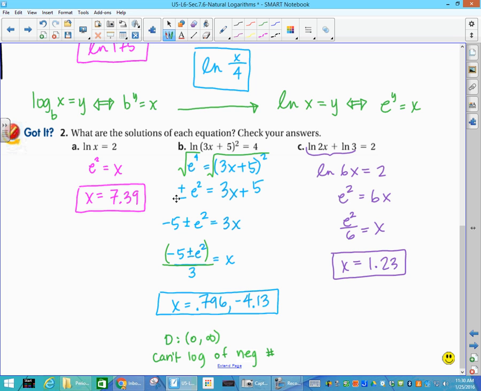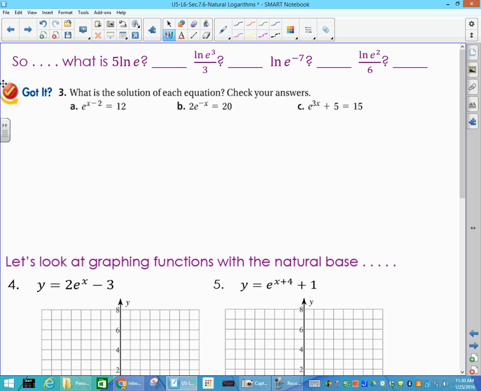Okay, so on the next page, I wanted to review this again because it's going to come in with what we're doing. So what is 5 ln e? Remember, ln of e is 1, so this is 5. Ln of e to the third is 3, and 3 over 3 is 1. Ln of e to the negative 7 is negative 7. Ln of e squared is 2, over 6 is 1/3. I should have told you to pause first. I hope you did that.